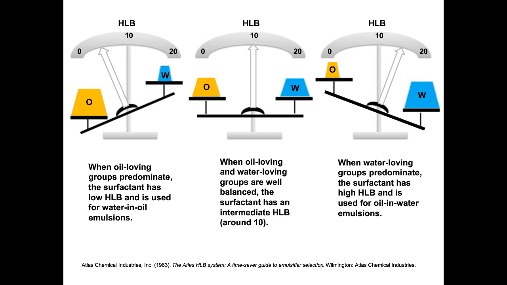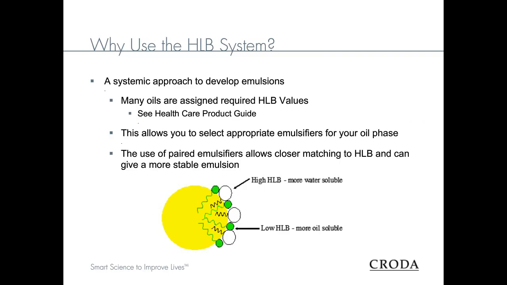So why should you use the HLB system? It uses a systematic approach when developing emulsions. Not only non-ionic surfactants have HLB values, many oils have required HLB values. By knowing the required HLB of your oils, the appropriate emulsifier, another name for a surfactant, can be chosen for the emulsion. By knowing the required HLB, a combination of emulsifiers can be used to closer match the HLB and to possibly give a more stable emulsion, as the surfactants are more tightly packed around the oil droplet. This systematic approach will ultimately save ingredients and time.